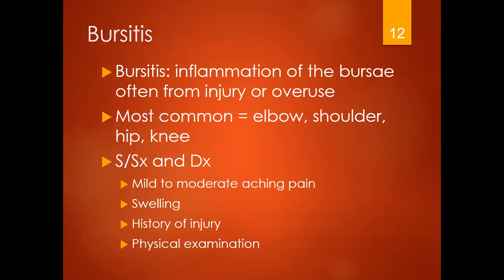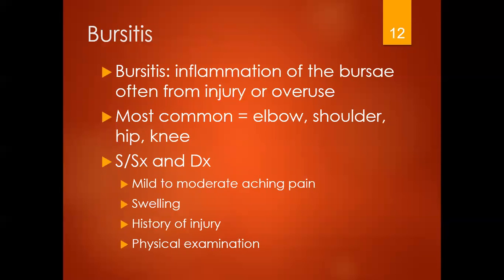Okay. Moving on to bursitis. So bursitis is about that bursa. Remember, we talked about that sac-like structure inside of the joint that's filled with fluid, specifically in our freely movable joints. If we injure or overuse that joint, we may have an issue with bursitis. We see this in our elbows, our shoulders, our hips, and our knees.